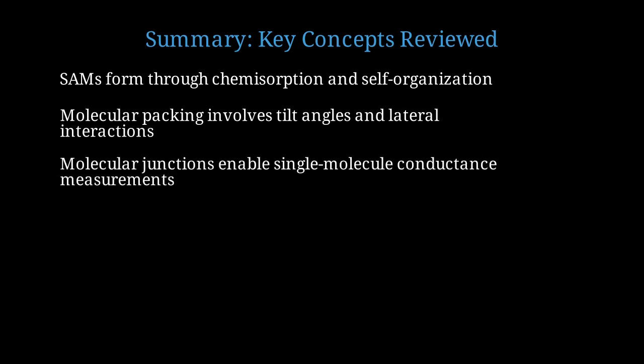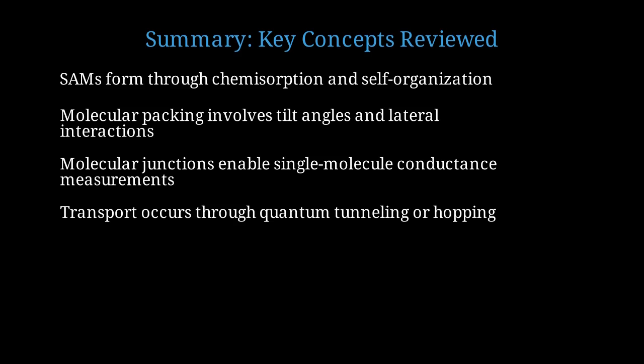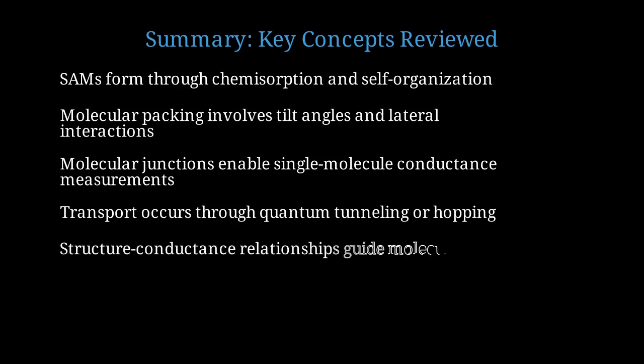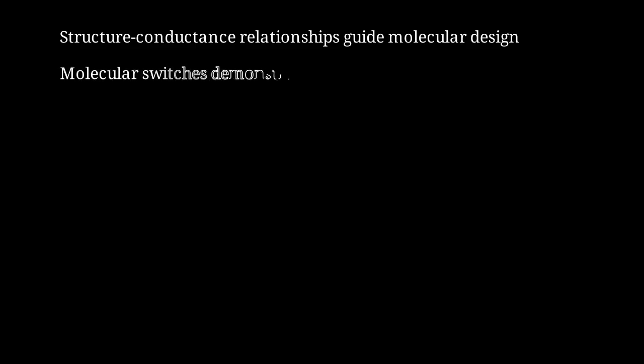Molecular junctions enable measurement of electron transport through single molecules or small ensembles. Various junction geometries allow probing different aspects of molecular conductance. Electron transport occurs primarily through quantum tunneling, in short, non-conjugated molecules, with the current decaying exponentially with molecular length. Structure-conductance relationships guide the design of molecular wires and switches. Conjugation, anchor groups, and molecular conformation all play crucial roles. Molecular switches demonstrate that conductance can be reversibly modulated through external stimuli like light, voltage, or chemical signals, opening possibilities for functional molecular devices.